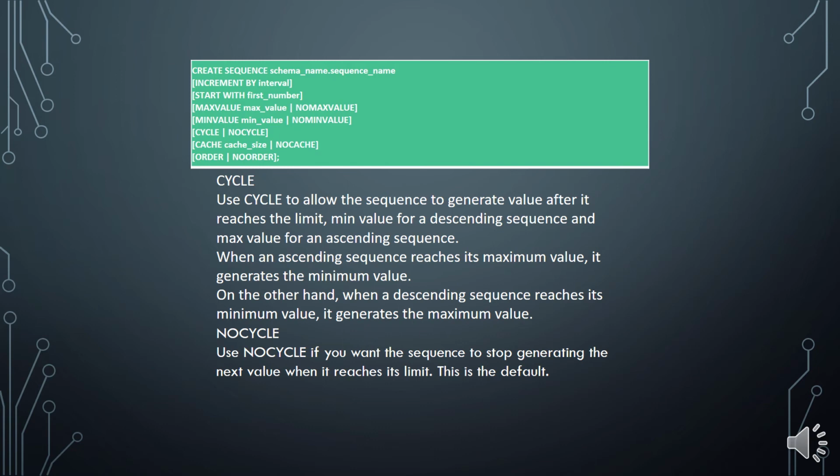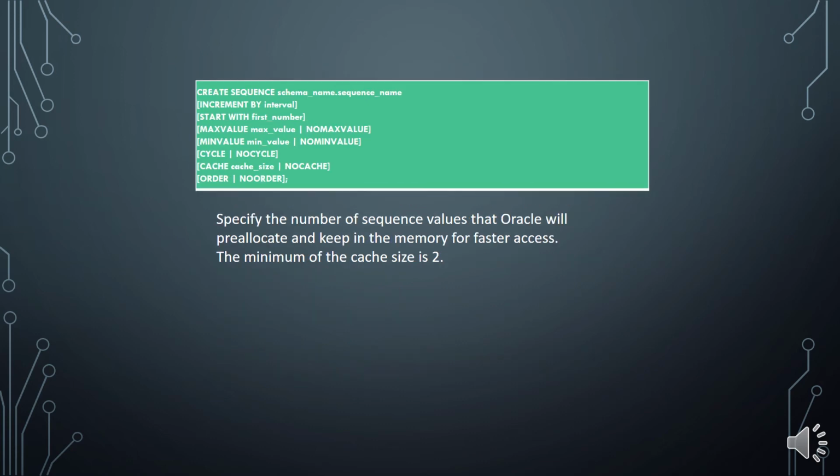If you want to stop the sequence from generating the next value when it reaches its limit, we use the NOCYCLE keyword. CACHE is used here to pre-allocate and keep the sequence values in memory for faster access. The minimum value of the cache size is always 2.